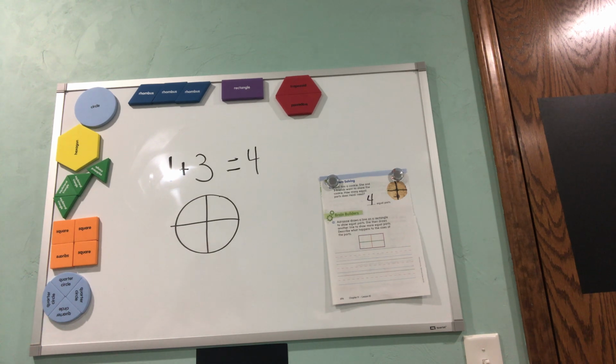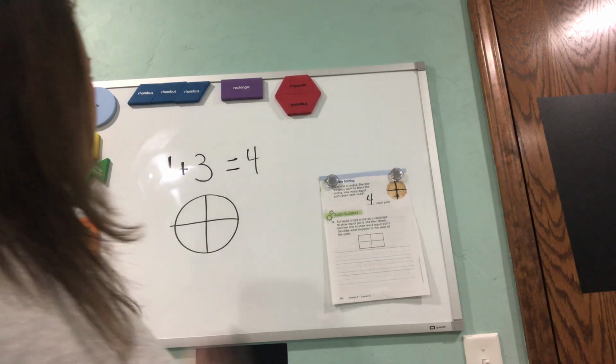Adriana draws a line on a rectangle to show equal parts. She then draws another line to show more equal parts. Describe what happens to the sizes of the parts. So what's happening each time she draws lines? So let's look at it separate.